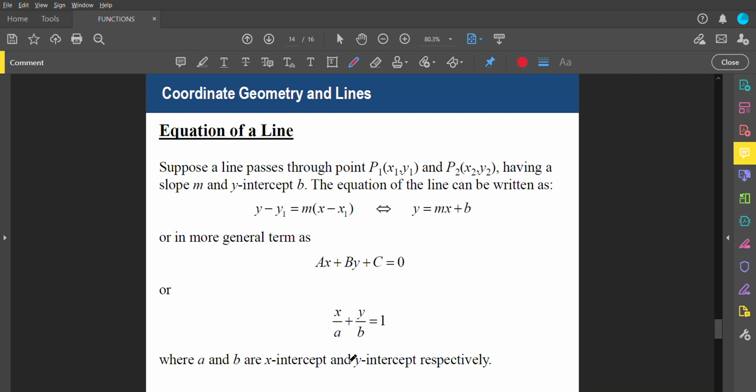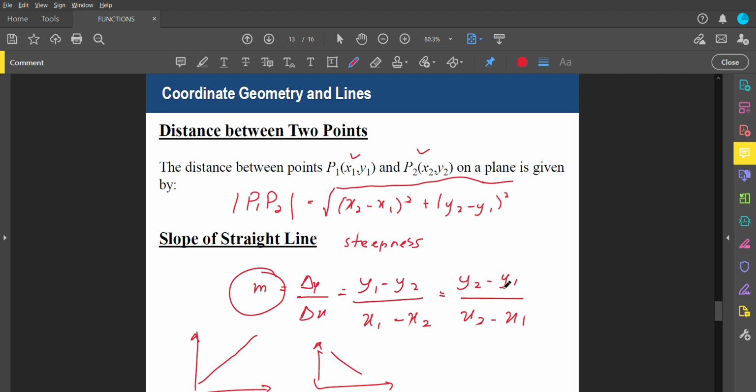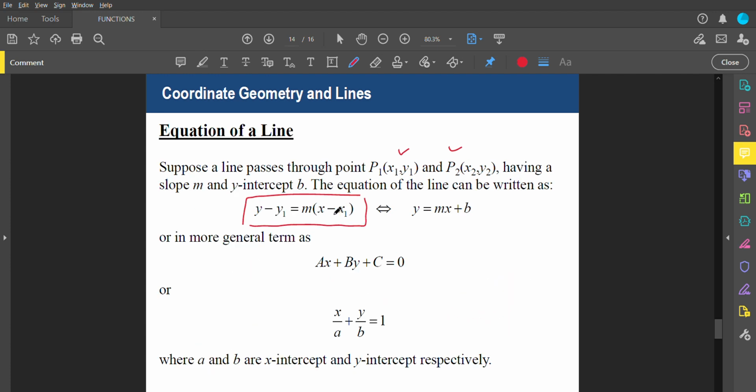Next, we have equation of a line. Suppose a line passes through the same points P1 and P2 again, having a slope m and y-intercept b. The equation of the line can be written as y minus y1 equal to m times (x minus x1). So it's the same formula that we have just now. Remember just now we have y2 minus y1 over x2 minus x1. So it's almost the same formula, but now you bring the elements of x here together with m.